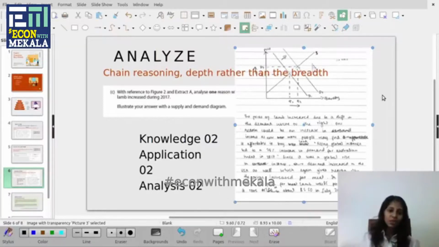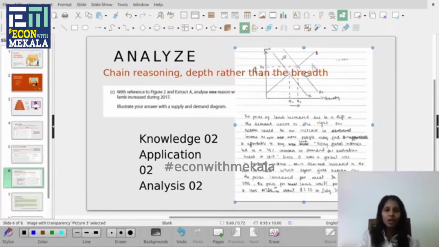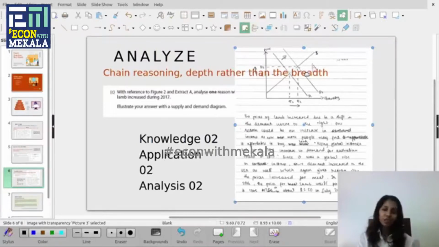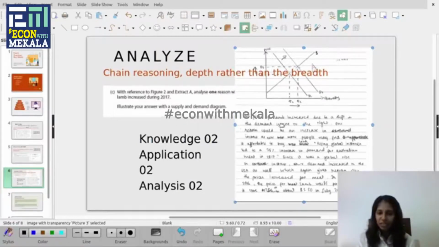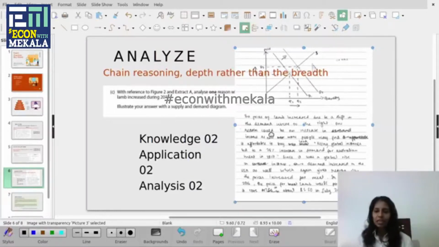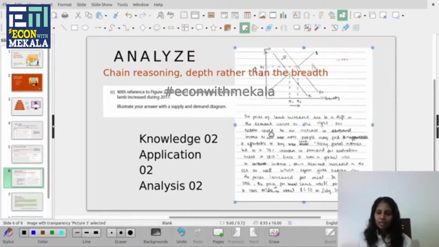So as a student, do not waste your time explaining this graph, which you have done properly, again using paragraphs. That is a waste of time and it's duplication of your work. So avoid doing that. You can save that time to write answers for essay questions. Now if you look at this student's approach, how he has started the answer, he says the price has increased because the demand curve has shifted to the right, and you have to analyze one reason for this.